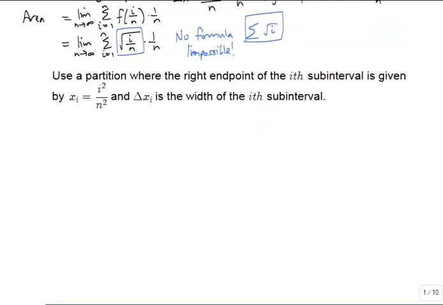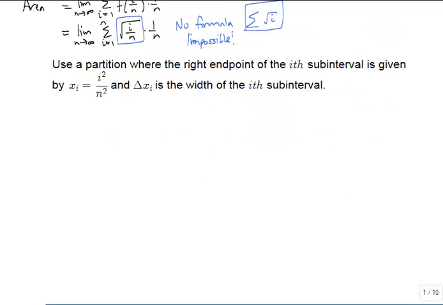And this is kind of complicated, okay? What we're going to do instead of using those typical right endpoints is use a partition where the right endpoint of the ith subinterval is given by x sub i equals i squared over n squared, and delta x sub i is the width of the ith subinterval. So we're no longer going to be using a regular partition.